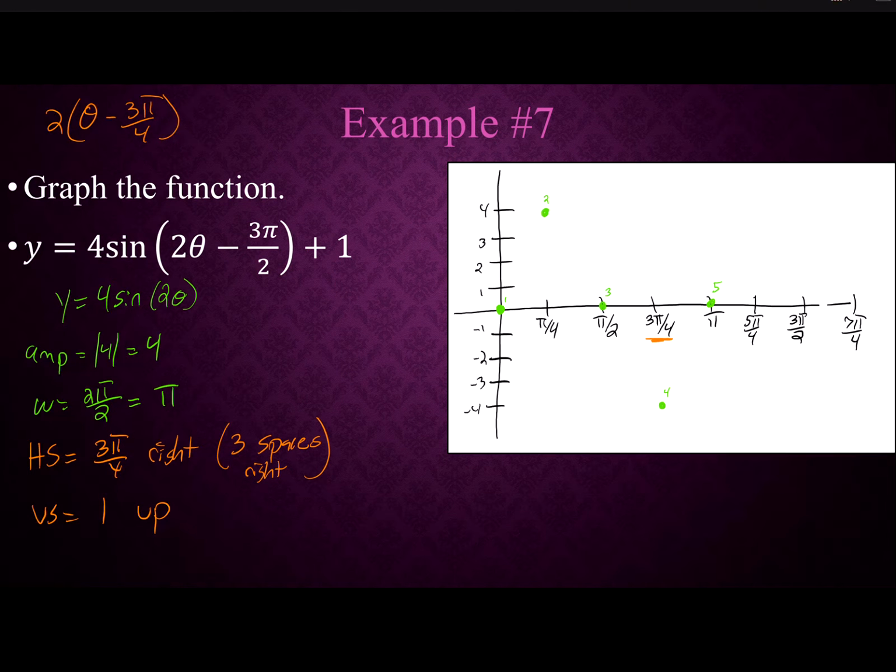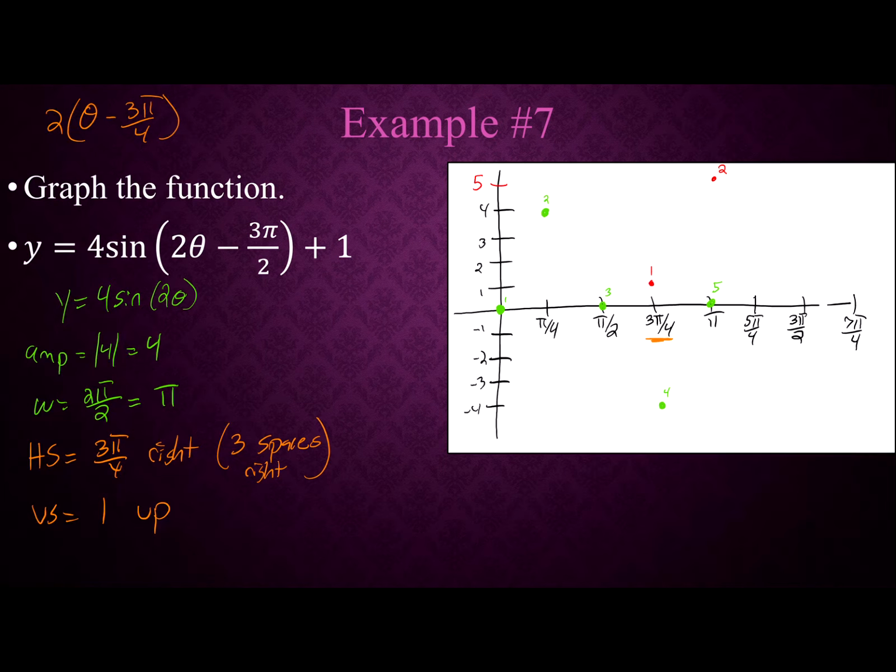So we plot our final graph. Each of the original points in green, points 1, 2, 3, 4, and 5, are going to shift 3 spaces right and 1 space up. So point 1 is going to go here. Point 2, well, we're going to go up 1, so we need an additional space there, is going to go here.